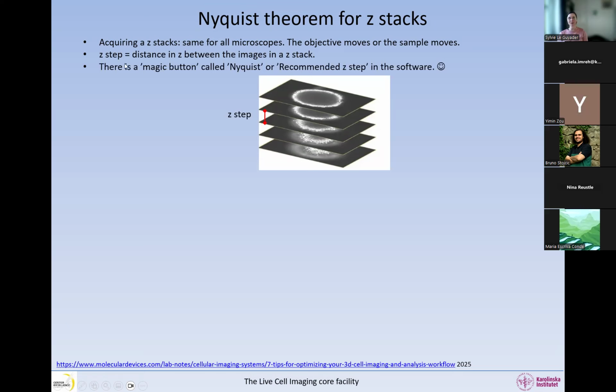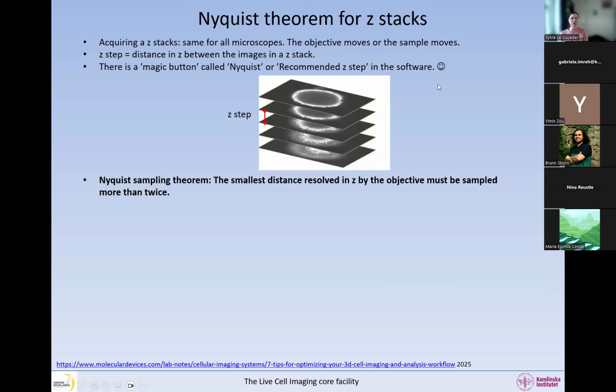And there is a magic button, which can be called Nyquist or recommended Z step. It has different names depending on the company, but it's the same thing. What it does is set the Z step to fulfill the Nyquist sampling criterion. So what is that? It's the smallest distance resolved in Z by the objective. So the Z optical resolution must be sampled more than twice. It's the same for everything.